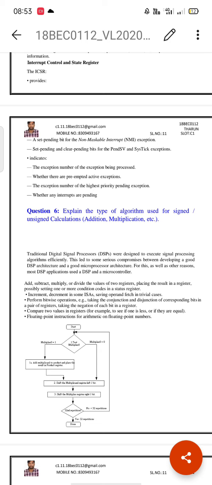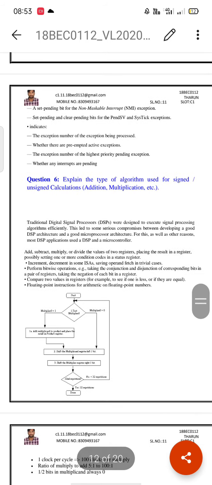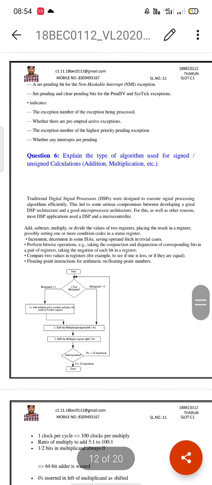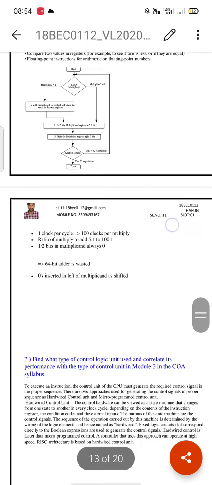possibly getting one or more condition codes in a status register, and increment and decrement in the same ISA, saving operand fetch in trivial cases, and performing bitwise operations, taking conjunctions and disjunctions of corresponding bits in a pair of registers, taking a negation of each bit in a register, comparing two values in registers, and floating point instructions for arithmetic on floating point numbers. And this is the block diagram of that.